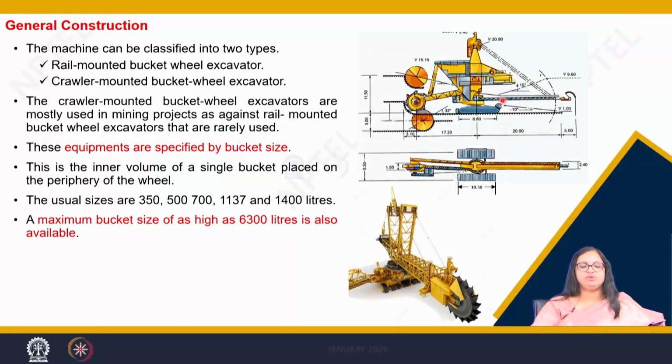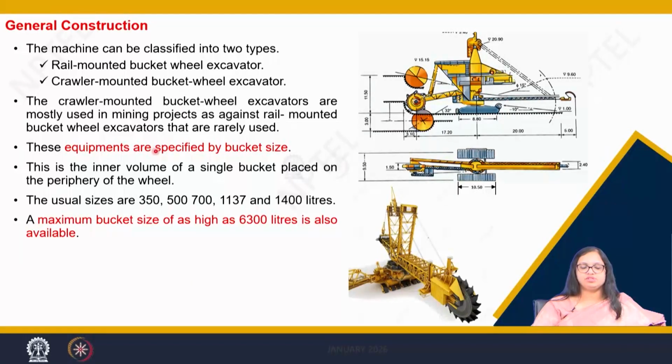Now when we talk about this machine, they can be rail mounted and they can also be crawler mounted. When we talk about rail mounted, they have very little maneuverability. They cannot move as the machine desires or as the cutting requires. They can only move where the rail lines are laid. However, the crawler mounted ones can move on any uneven surface, and maneuverability is not an issue in this kind of machine.